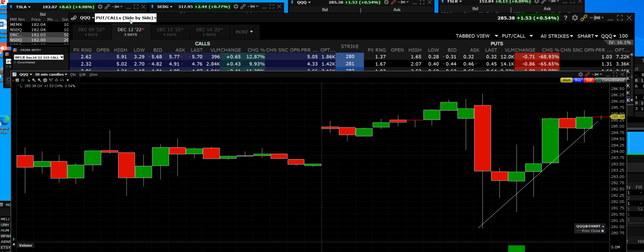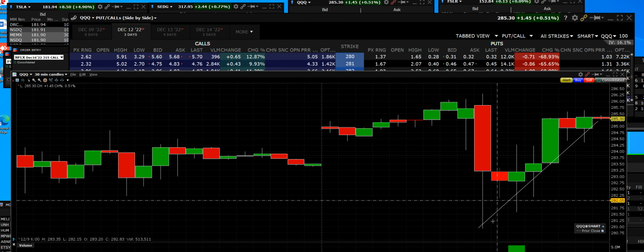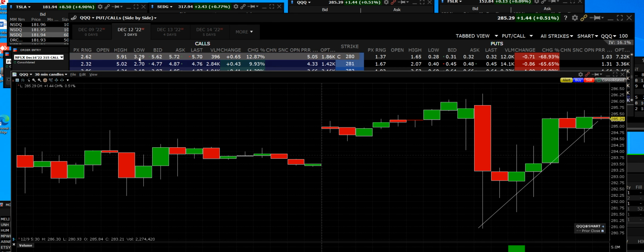These are the triple Qs, the 280 calls, intraday. The low, when we hit the low on that red bar, the option price dropped to 329. Then we made a high of 591, and we're currently printing at 569 by 577. And you have to know when to take the profits.